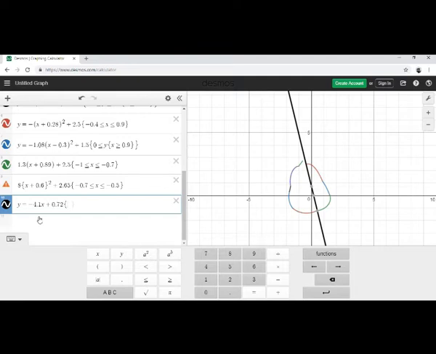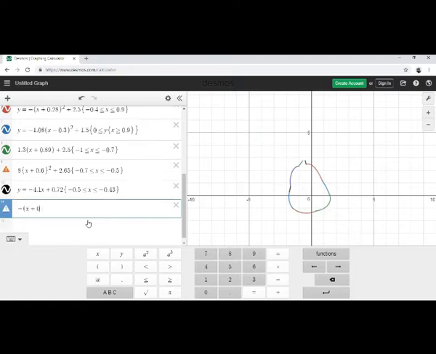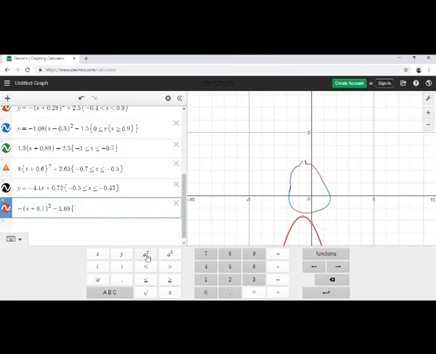Negative 0.5 ≤ x ≤ −0.42. Negative (x + 0.7)² − 1.68, with −0.9 ≤ x ≤ −0.56.